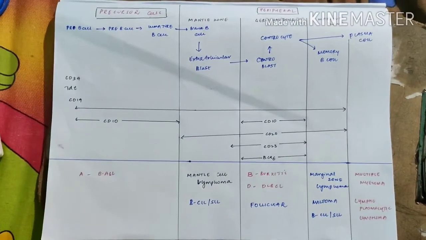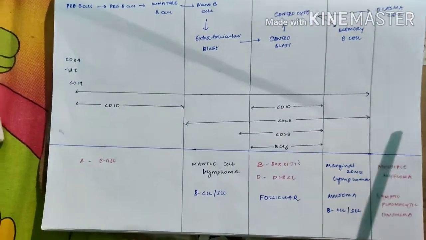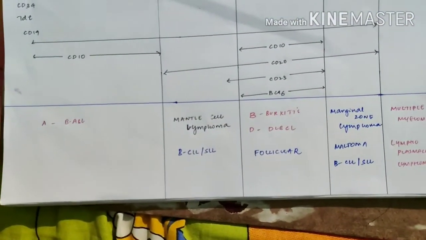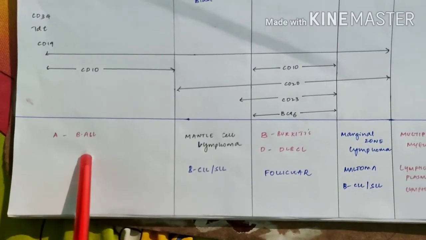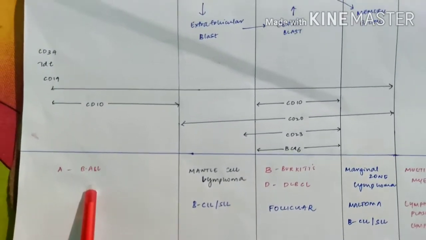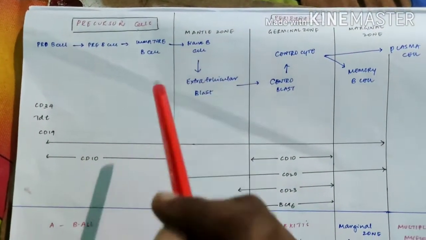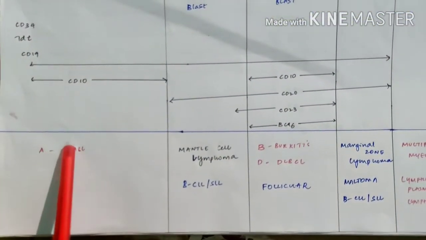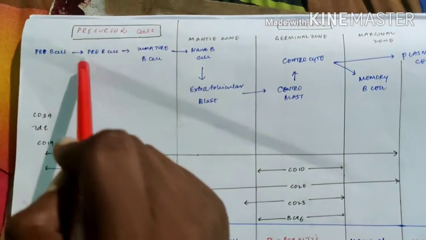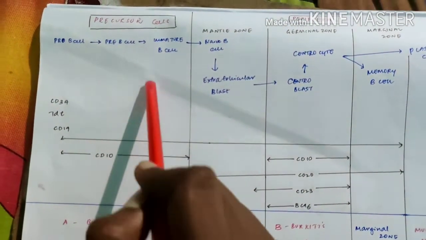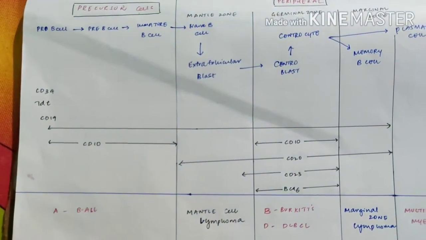Okay. Next, I want you guys to remember which cancer comes in which zone. See here, this is B-ALL. This is a blastic tumor. Lymphoblasts proliferate. So in the precursor cells area, these precursor cells will proliferate, which gives rise to ALL, acute lymphoblastic leukemia. If precursor cells increase, acute lymphoblastic leukemia will occur. This is B cell proliferation, so B-ALL will occur.